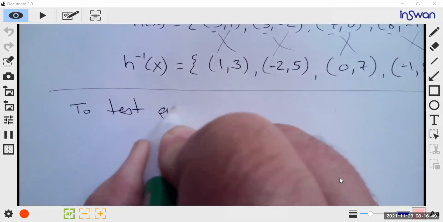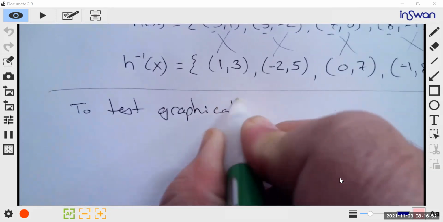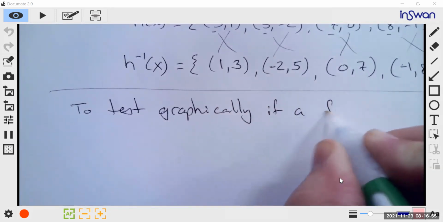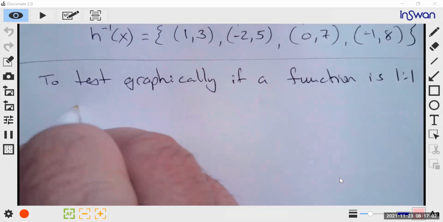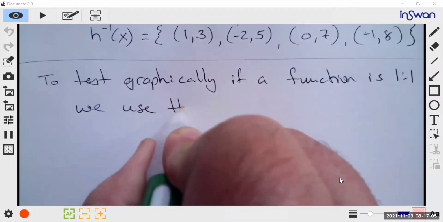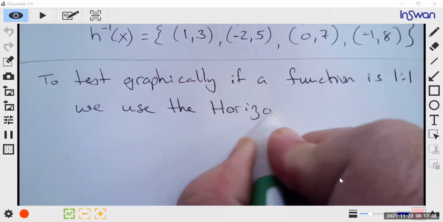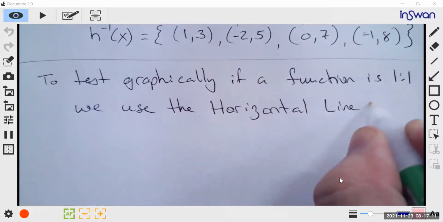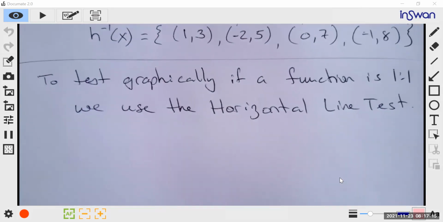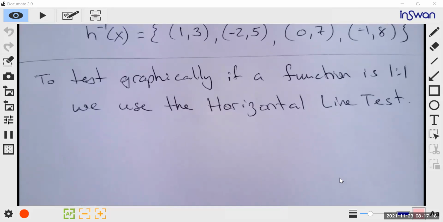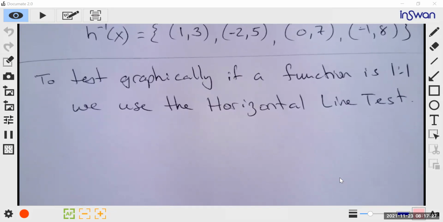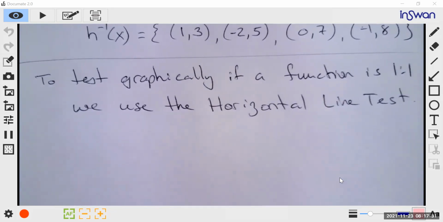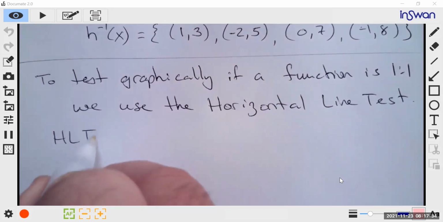To test graphically if a function is one-to-one, we use the horizontal line test. The horizontal line test simply says this.